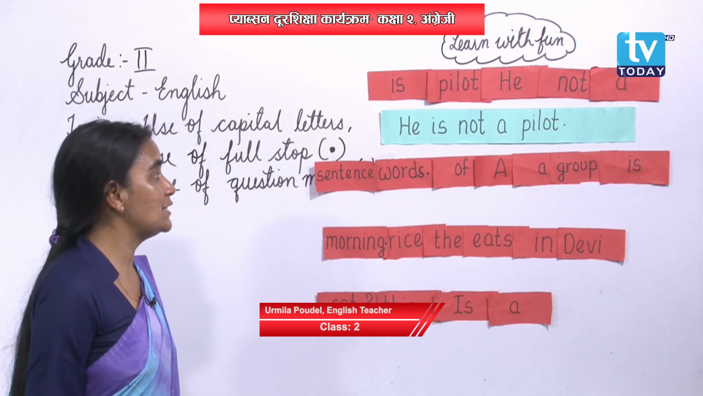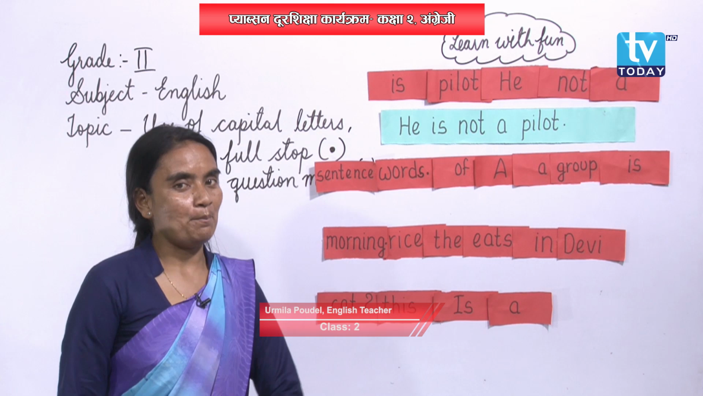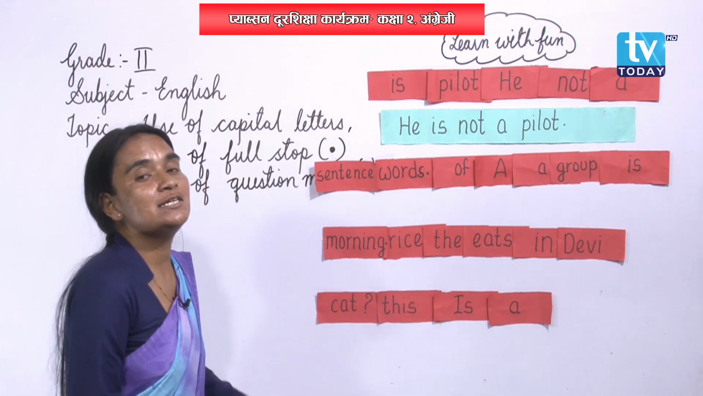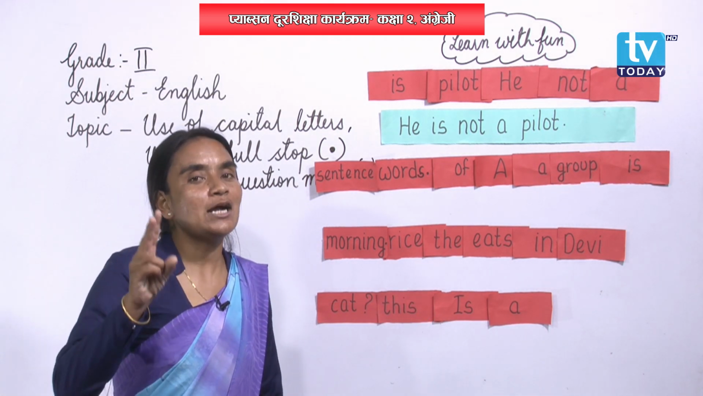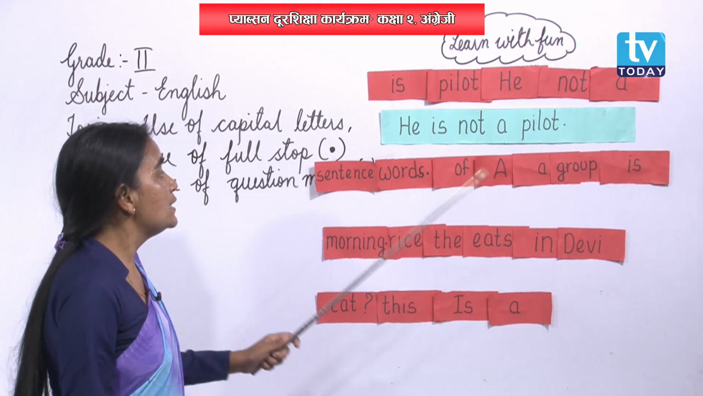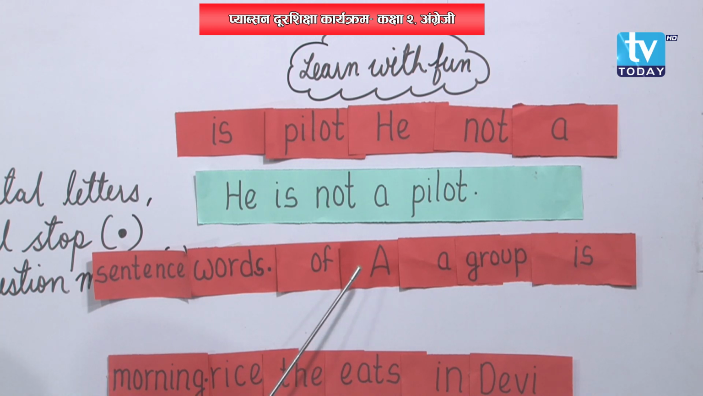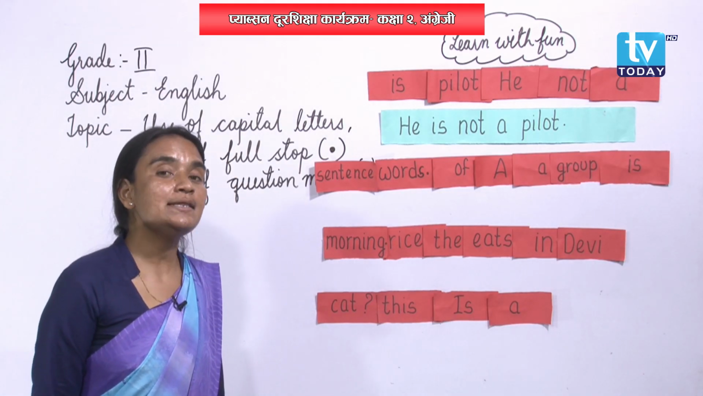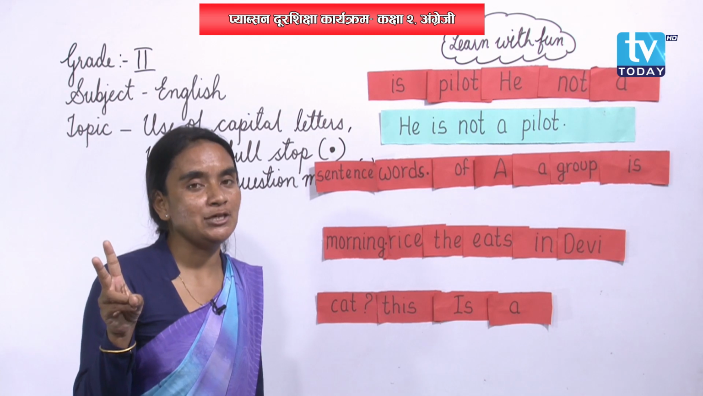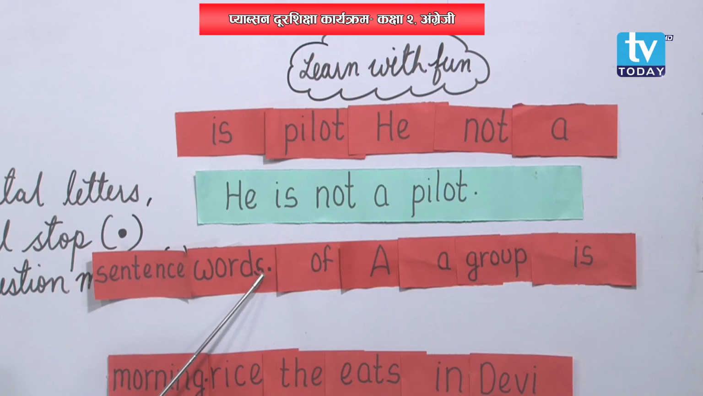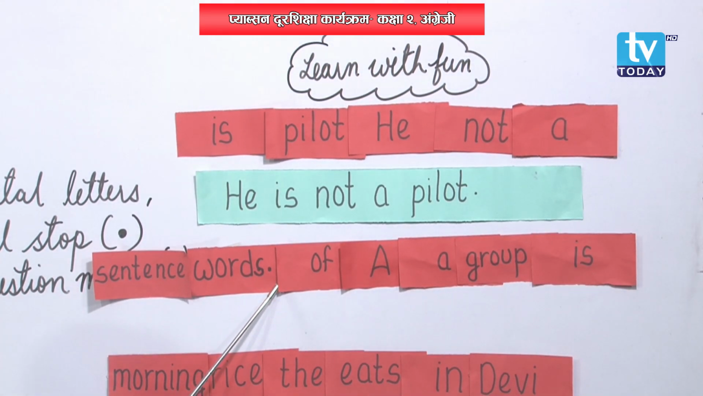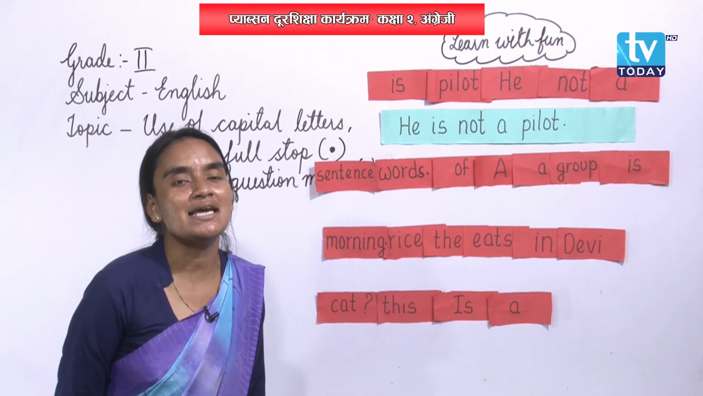Now, let's try it the second time, or second number. And now, one more hint I'll provide to you to complete the second number exercise. The word which consists of a capital letter should be at the starting. Initial words should be there. And then another hint I'll provide you. The word which consists of this black dot should be at the end of the sentence.